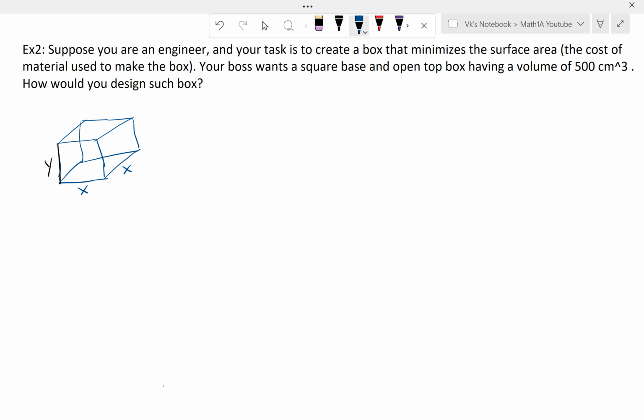We want to minimize the surface area. That is going to be the objective function. So objective: minimize the surface area. The surface area of the box is the base area plus the side area. S equals x squared plus, where we have 4 sides, 4xy.